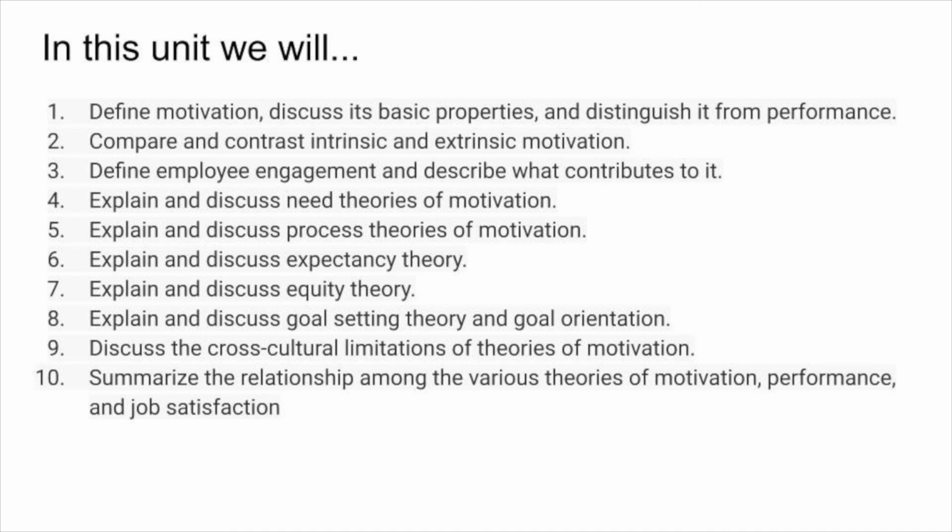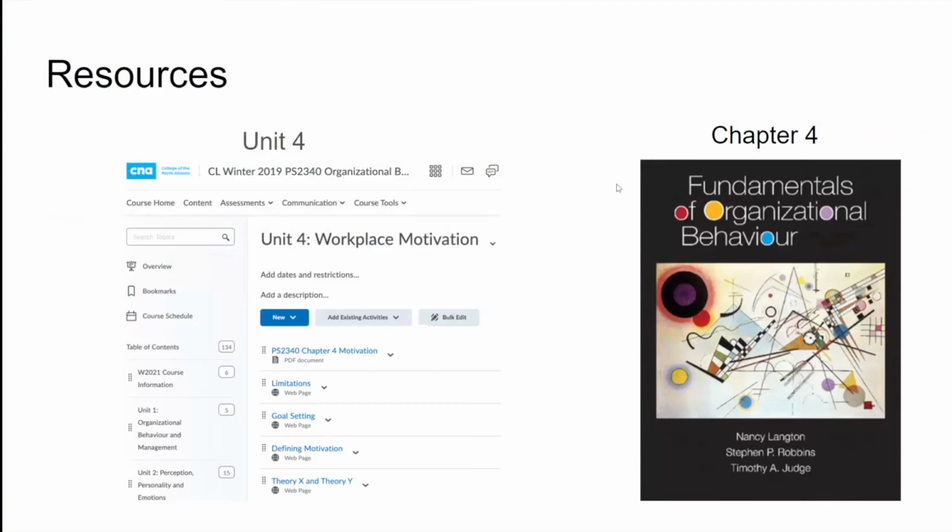We're going to look at two different kinds of theories: need theories and process theories of motivation, okay? In terms of process theories, we're looking at expectancy and equity and these sorts of specific theories. And that's generally what we're looking at in terms of the major things within this. The resources for this are found in Unit 4 and in Chapter 4 of the textbook.